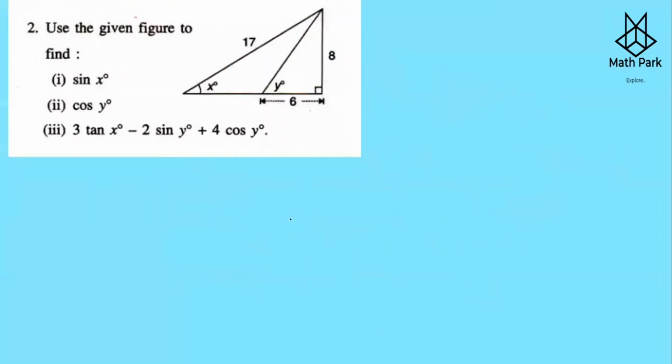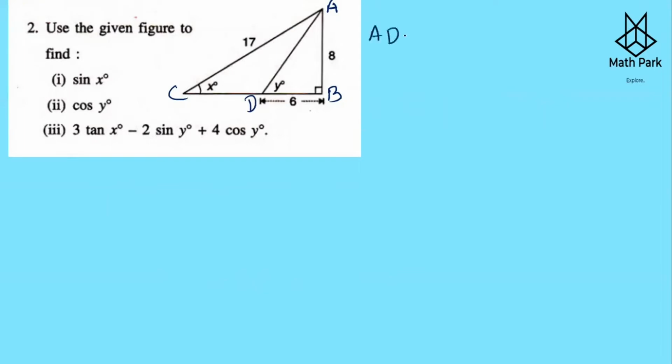Done with question 1. Question number 2: use the given figure to find sin x, cos y, 3 tan x minus 2 tan y plus 4 cos y. Now here you are given 6. Let us name the triangle over here. If this is your A, this is your B and this is your C, in this right triangle, and let this be D. So 6, 8, 10 is a Pythagorean triplet, so you can find this by Pythagoras.